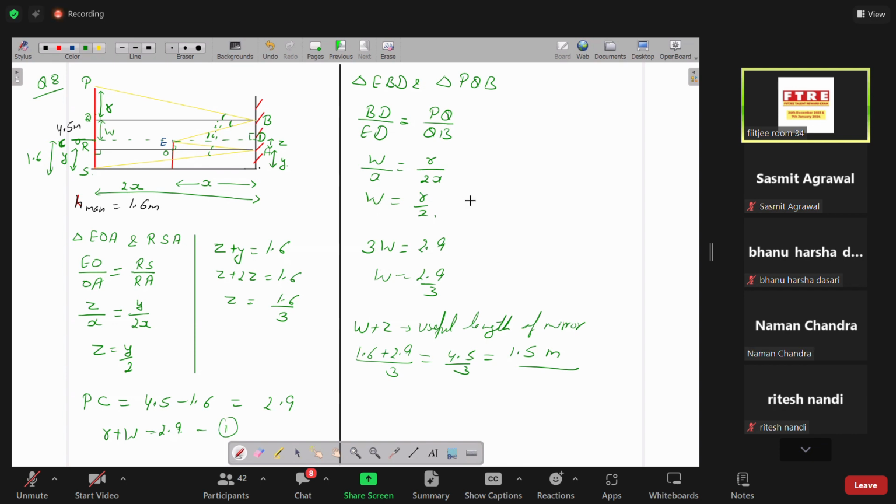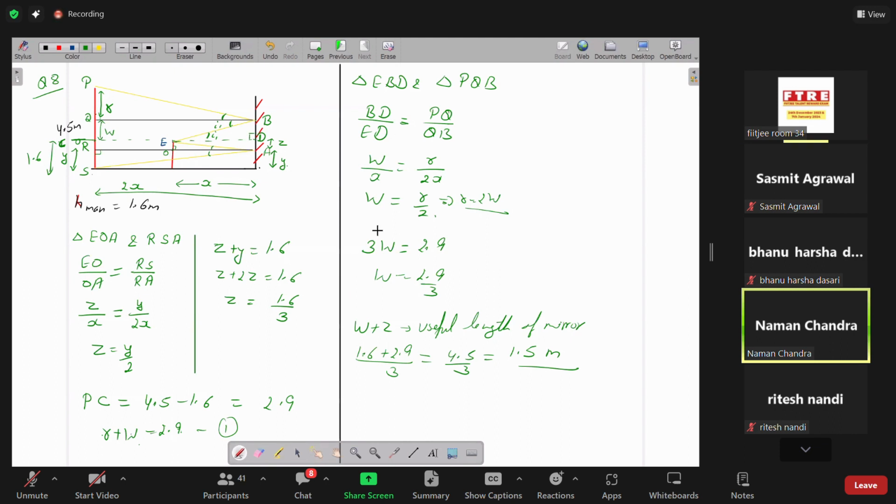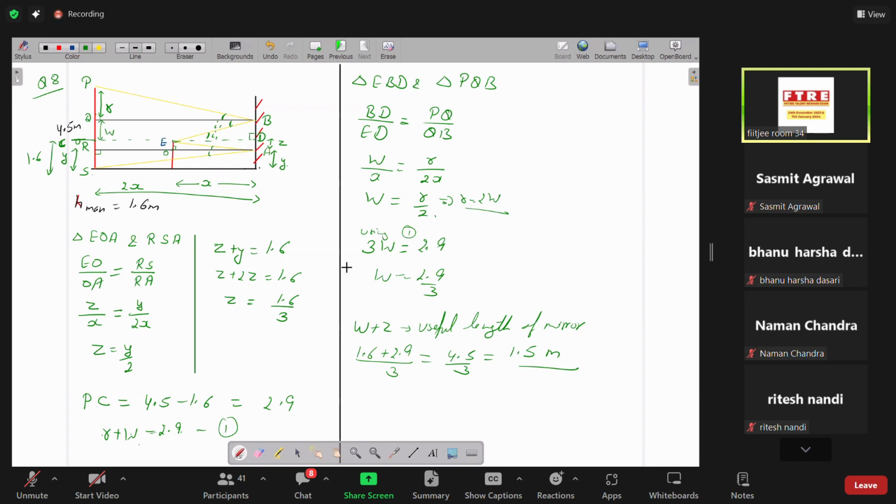Can I say that R is equal to 2W? In this equation, I put the value of R as 2W. So 2W plus W is equal to 2.9. Oh, understood, ma'am. So from here we get, using 1. Okay, thank you. ठीक है? Is it clear now? The question is clear?